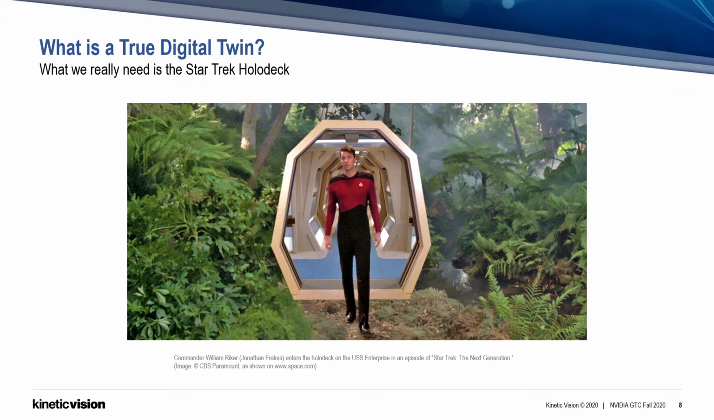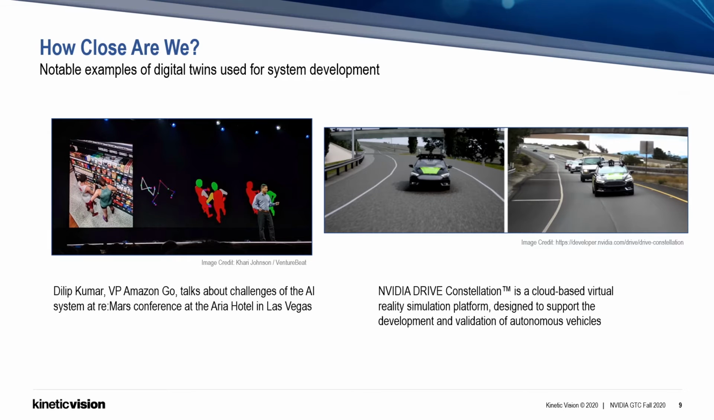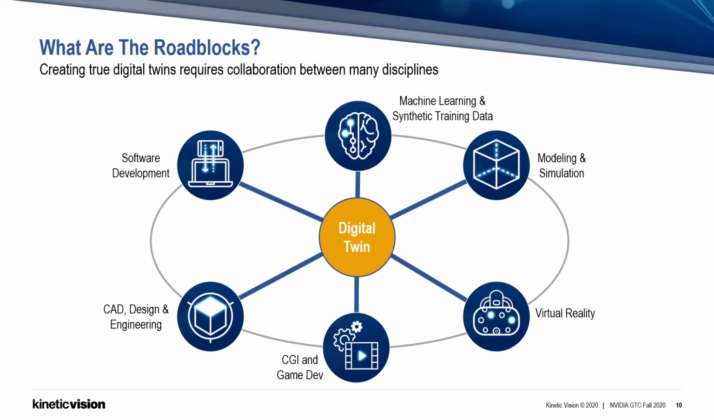Your next question might be, okay, I'm sold, but how do I do this? Well, one route would be the Star Trek Holodeck. Yeah, the Holodeck isn't quite here yet. But some notable companies have made considerable progress utilizing digital twins. Amazon Go is reported to have been developed physically at much time and expense, but has publicized that digital twins were also utilized. And of course, NVIDIA is a leader in this area with its Drive and Isaac platforms.